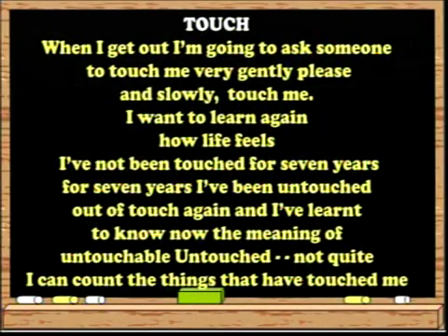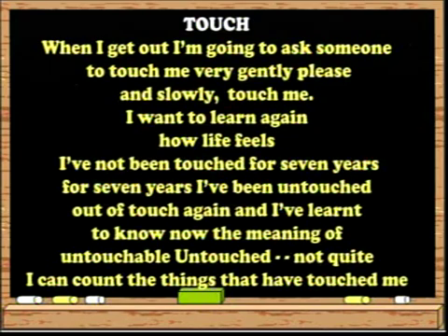We're going to conclude our lesson by looking at one poem. Let us read the following poem carefully and then answer on the basis of what is stated or implied. This poem is entitled Touch. When I get out, I'm going to ask someone to touch me. Very gently, please, and slowly. Touch me. I want to learn again how life feels.